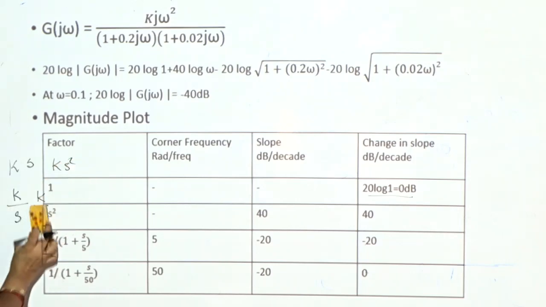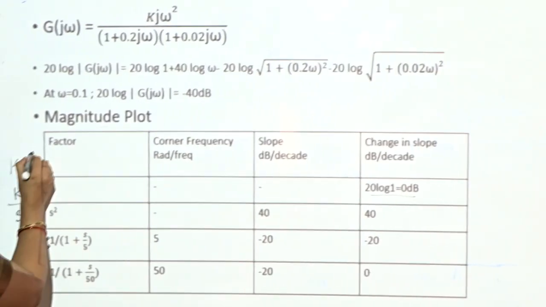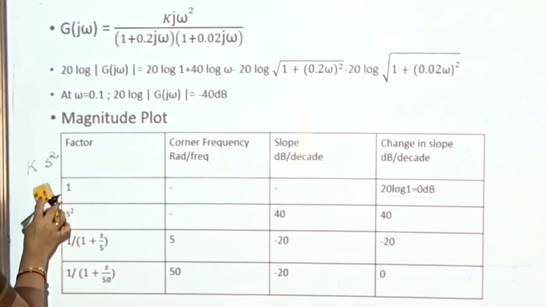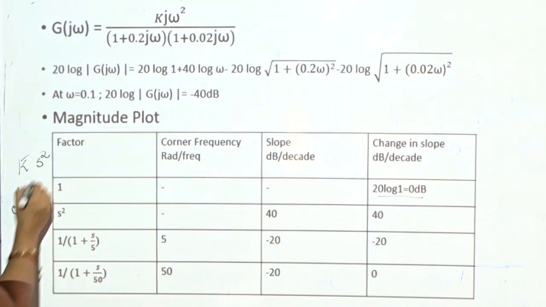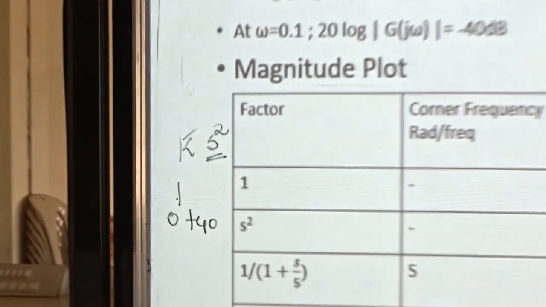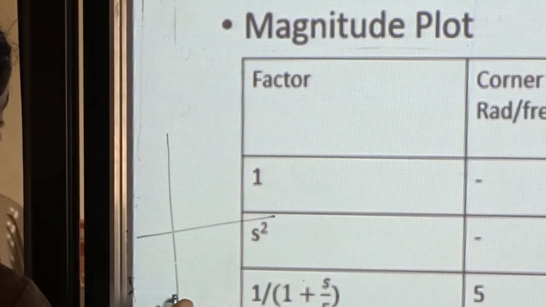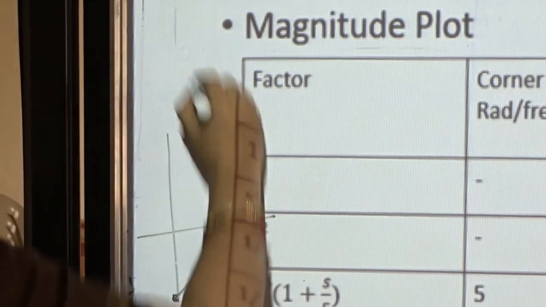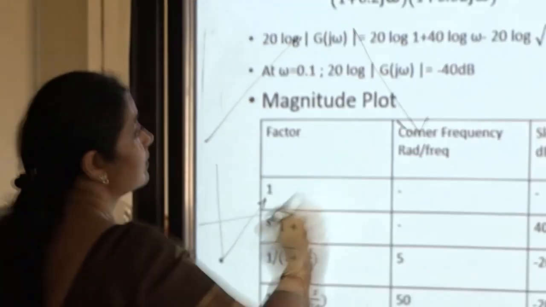It can be s square, or it can be K s square, or K by s square also. But we have to first consider the pole or zero at the origin, where we see we have K into s square. So when I take K as 1, the gain due to this will be 0, and this will have a slope of plus 40 dB. Now, if we have plus 40, we have to start from here and go up. Always plus slope is going up.